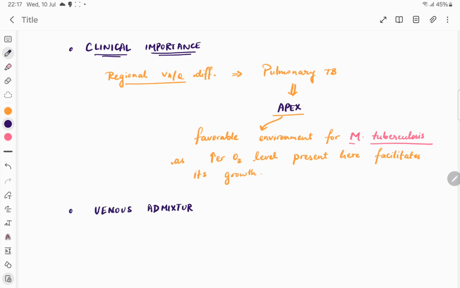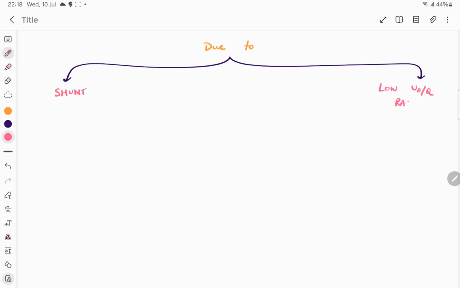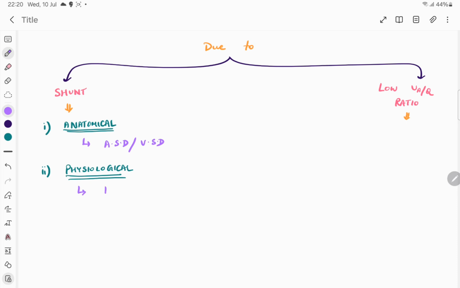Now let us see about a related topic, which is venous admixture. It is the mixing of unoxygenated blood with oxygenated blood. Let us see why it occurs. It may occur due to two reasons, either due to shunt or due to low ventilation perfusion ratio. Shunt may be anatomical, like in atrial septal defect or ventricular septal defect, or physiological, where the deoxygenated bronchial venous blood mixes up with the oxygenated pulmonary venous blood.